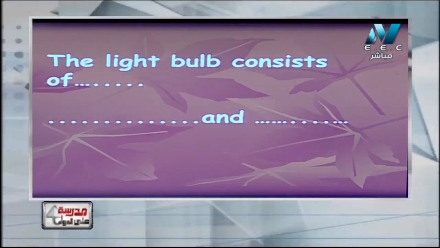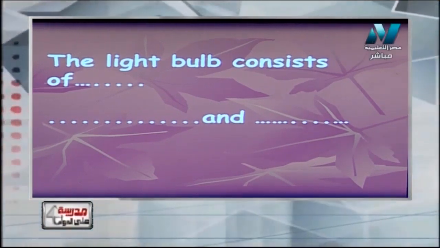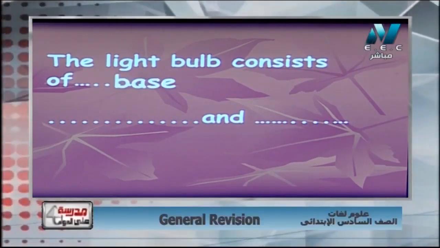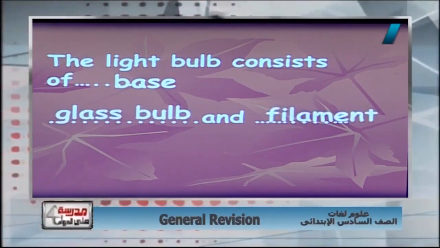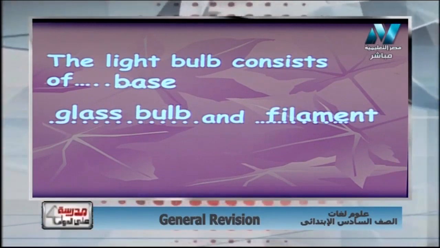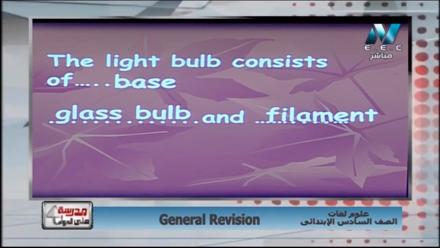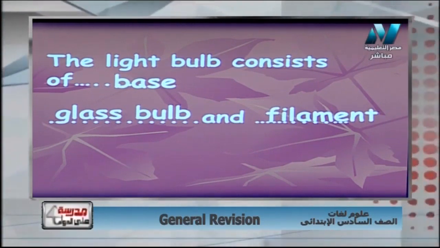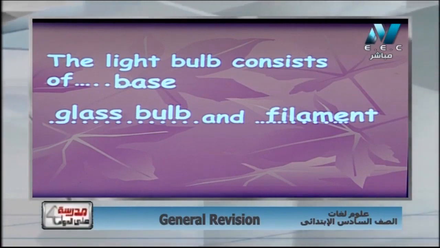Number one says, the light bulb consists of point, point, and point. We know the light bulb consists of three main parts, which are base, glass bulb, and also the filament. The light bulb consists of the base, the glass bulb, and the filament.